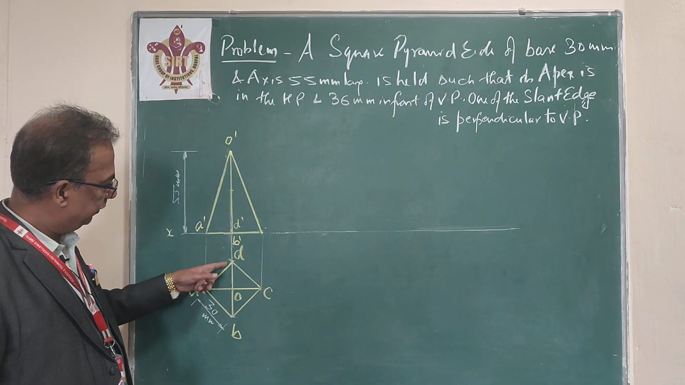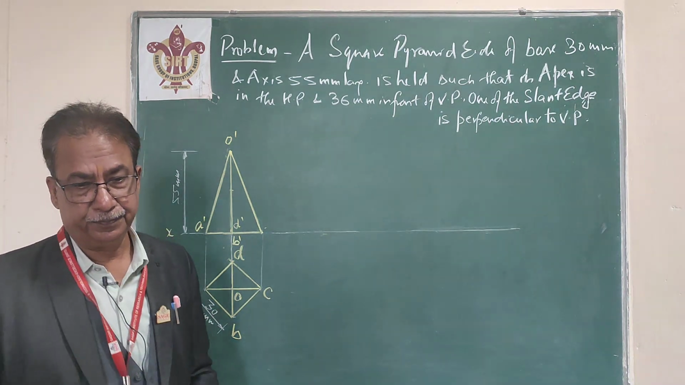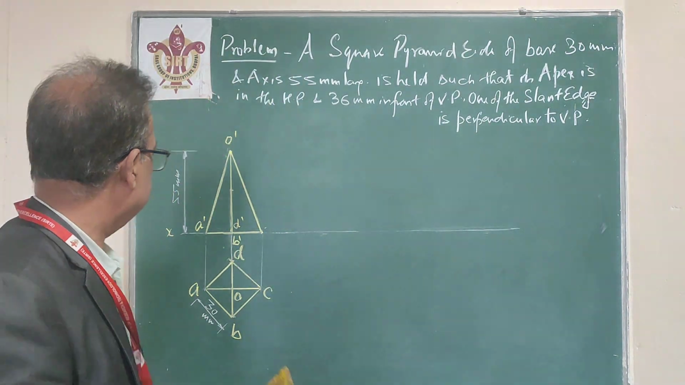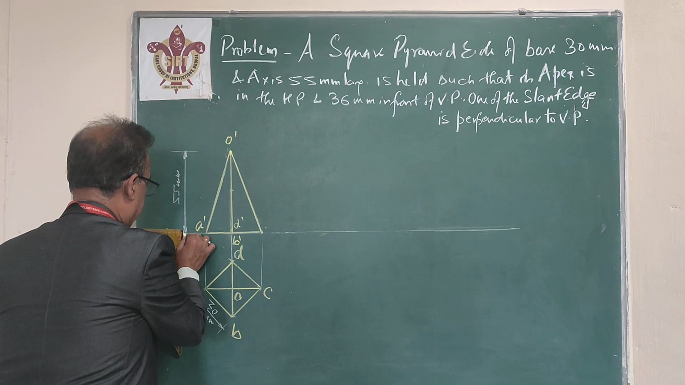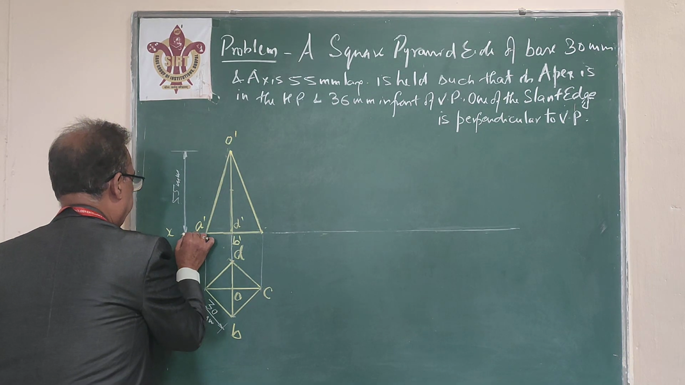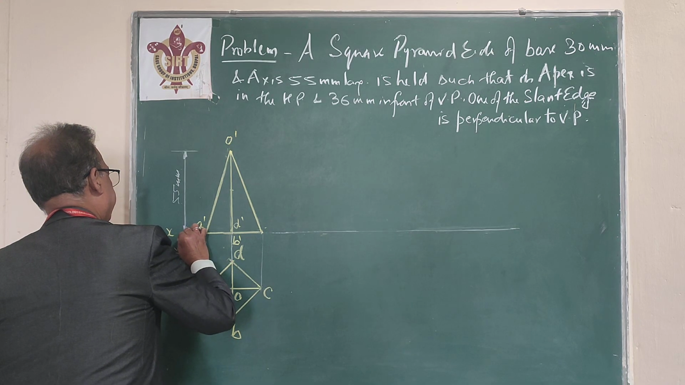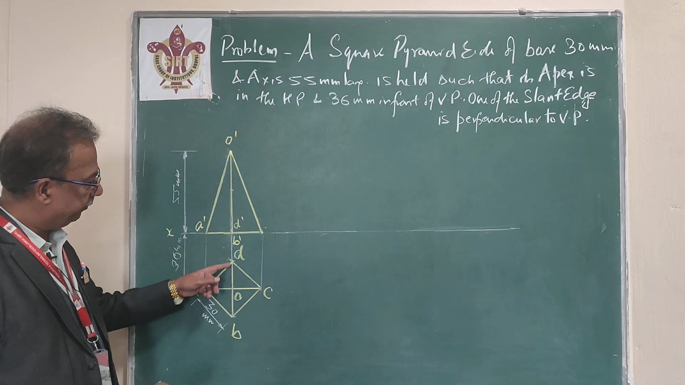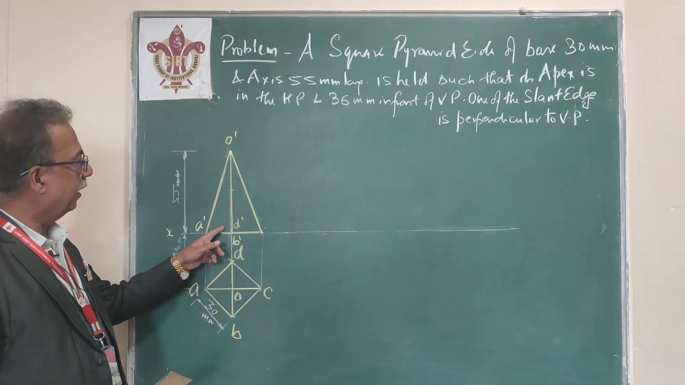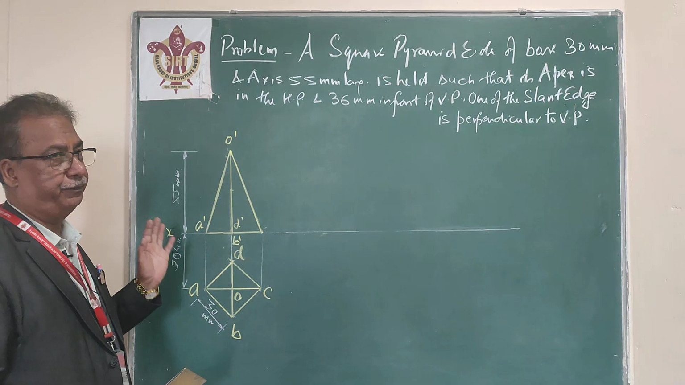One more condition will be given, the apex will be 36 millimeter from the VP. So this distance I have taken 36. In this particular problem, this distance is also given to me. So I have started with the top view with the apex 36 millimeter from the XY line. After that I have drawn the front view. Now we got the front view and top view.